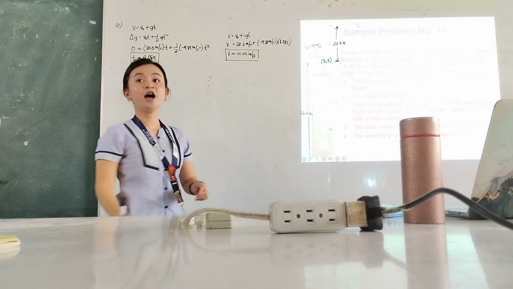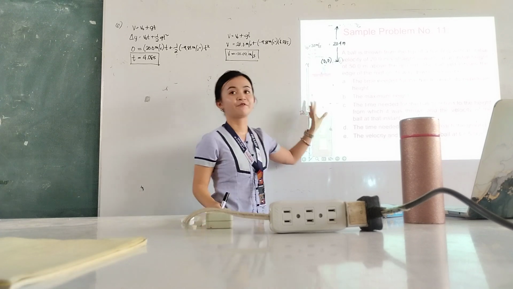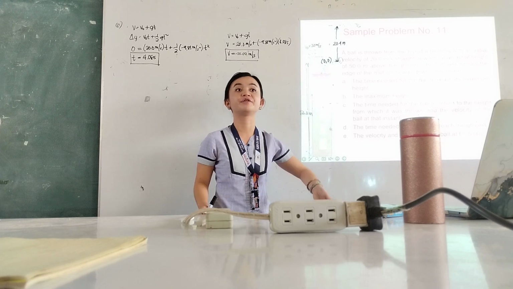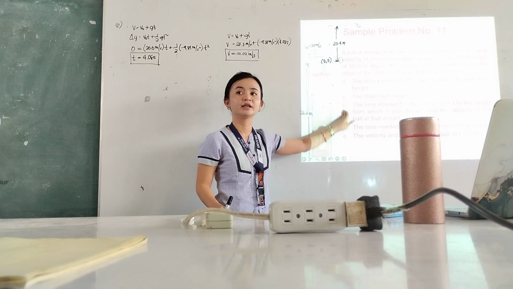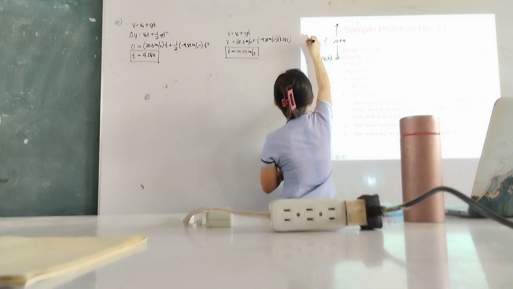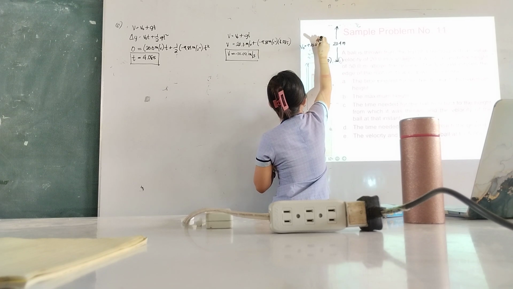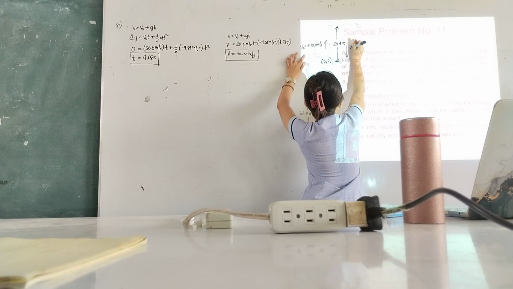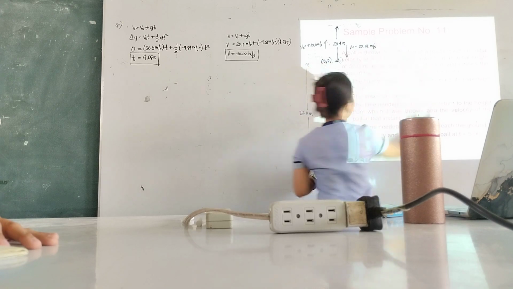Take note, everyone. Velocity upwards, positive. Positive yung answer. Pag pababa, your velocity, negative. Again, pag pataas, only positive, 20 meters per second. Pababa, you have velocity equal to negative 20.02 meters per second.